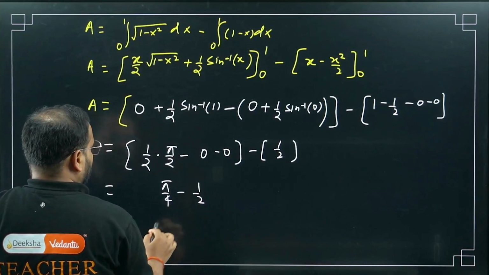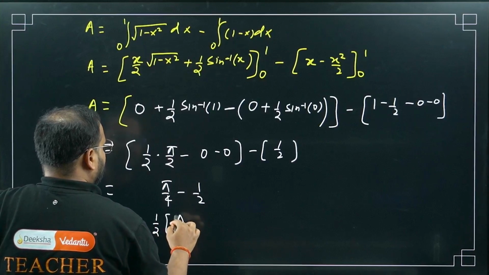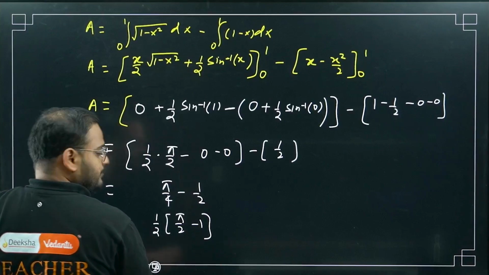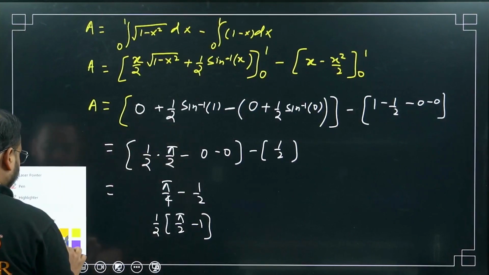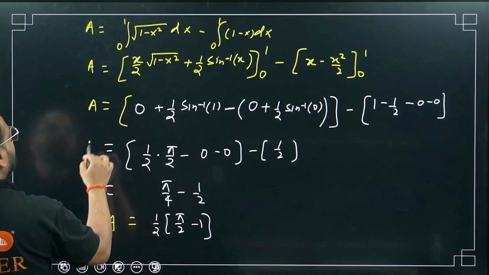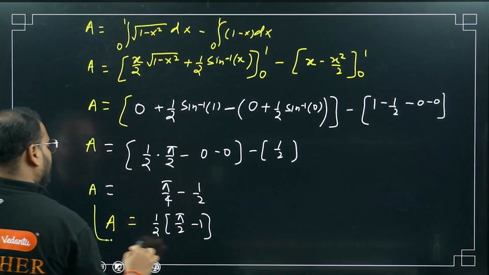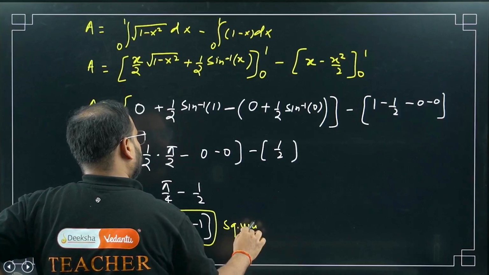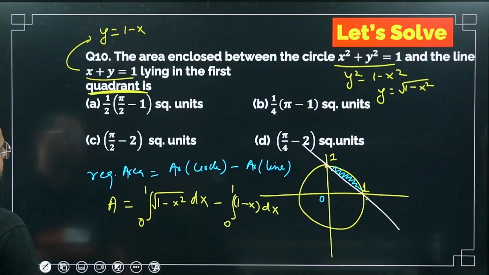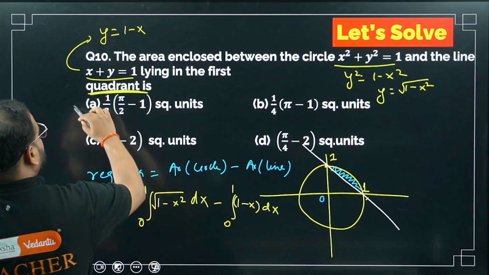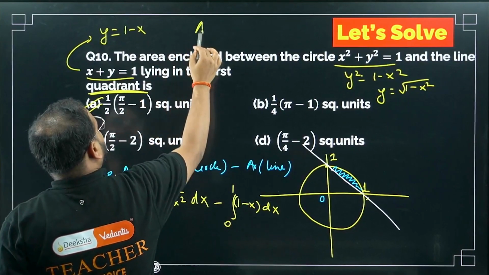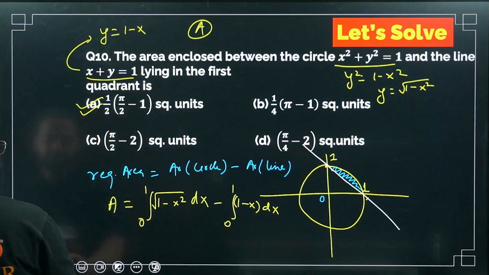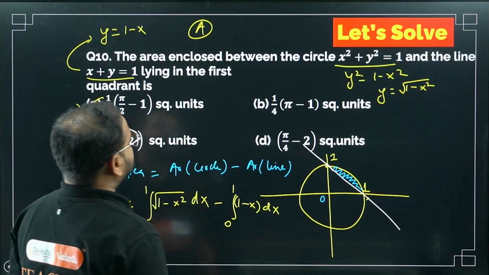Take here 1 by 2 you can take common. It becomes pi by 2 minus 1. This is my area A. It's visible, right? Yeah, it's visible, sir. This is my area A only, no? So my required region is 1 by 2, pi by 2 minus 1 square units. Have a look. Okay, in the first quadrant only.